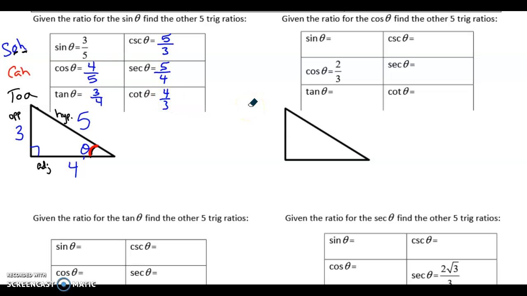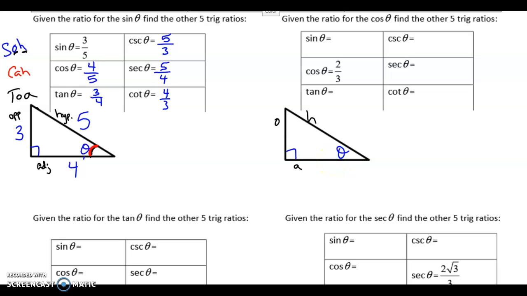All right, let's try another one here. Given the ratio for cosine theta, find the other 5 trig ratios. So cosine theta would be 2/3. Just let theta be one of your acute angles. It doesn't matter which one. So I make theta here. Let's label our sides. We've got opposite, hypotenuse is the longest side, and then adjacent is right next to theta.